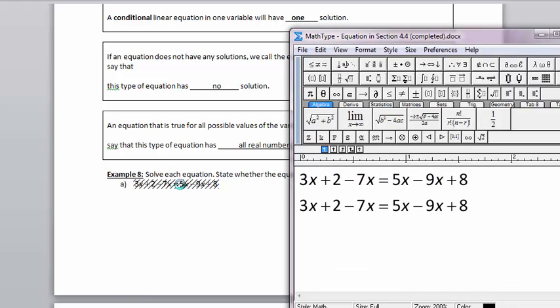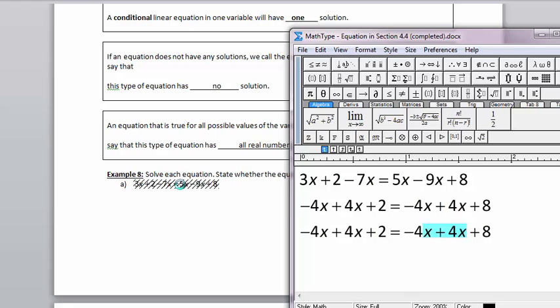The first thing we want to do with this equation is to combine like terms. So 3x minus 7x will give us negative 4x. And 5x minus 9x will give us negative 4x. Now you want to get all of your variables on the same side. So you'd want to add 4x to both sides. But what happens there is you're left with no x's since negative 4x plus 4x is 0 on both sides.